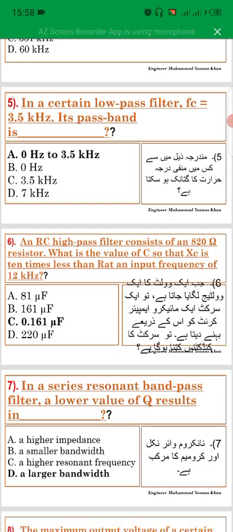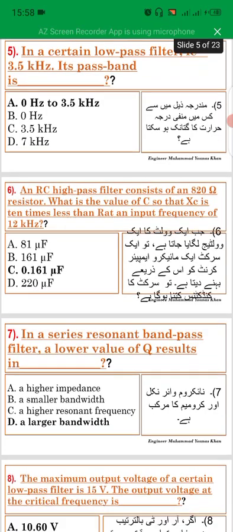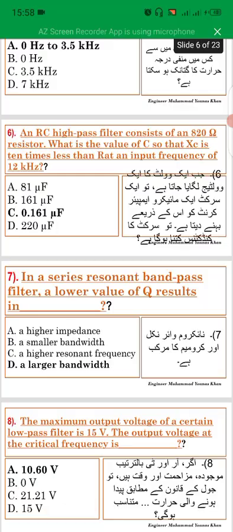In a certain low pass filter, Fc is equal to 3.5 kHz. Its pass band is 0 Hz to 3.5 kHz. An RC high pass filter consists of an 820 ohm resistor. What is the value of C?